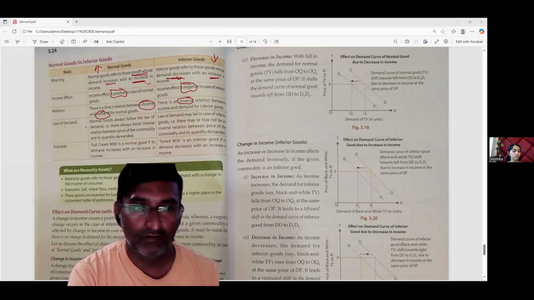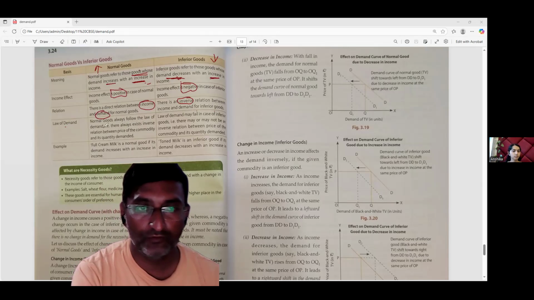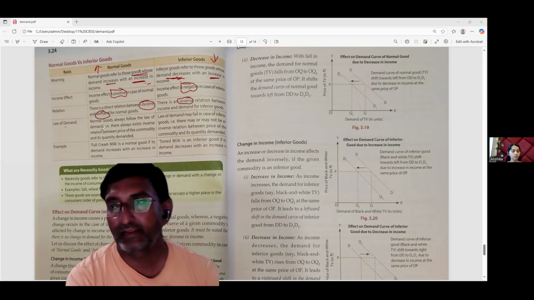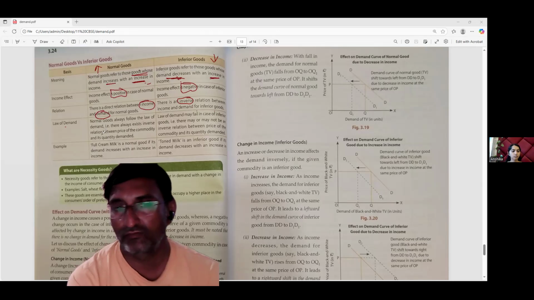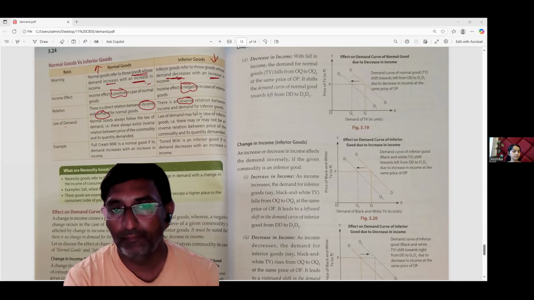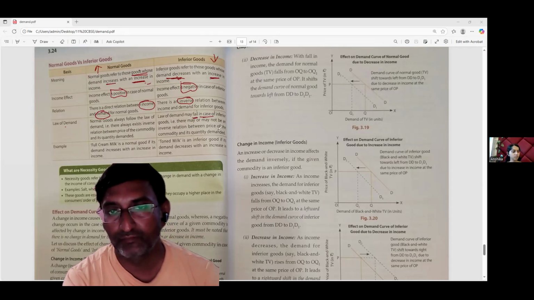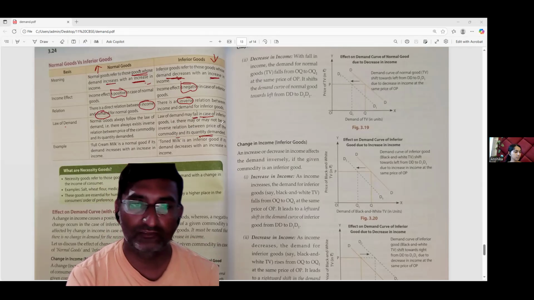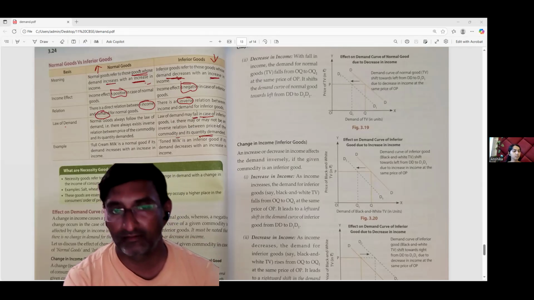Right? Now, law of demand. Normal goods always follow the law of demand rule. Income level rises, demand will rise. Income level falls, demand will fall. But the law of demand may fail in the case of inferior goods. That is, there may or may not be an inverse relationship between the price of the commodity and quantity demanded. Because in both cases, the only important factor is income level.